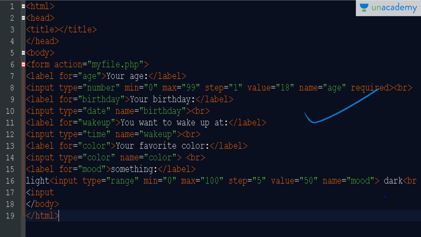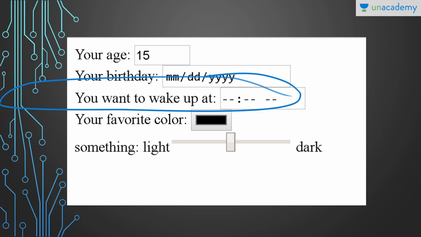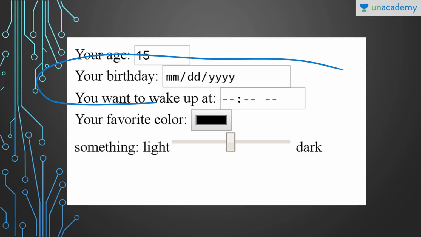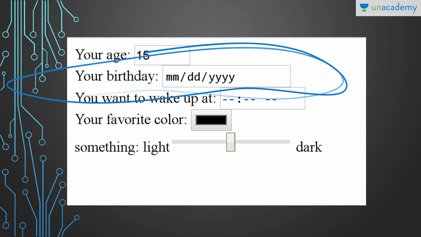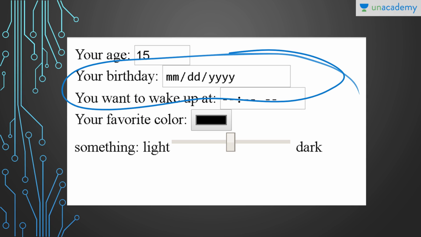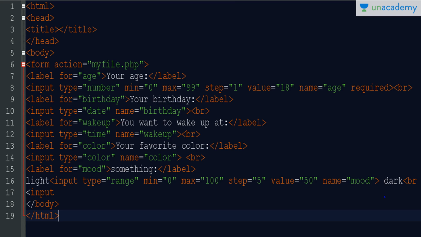After that I have used another label, that is your birthday. Here you can see this is your birthday. And for that, whenever you want to write a date, you can simply use the input type date. After that, a calendar will be available in your form. Whenever you click here, a calendar will appear, and you can simply select the date. So this is the syntax for taking the date input in our HTML forms.